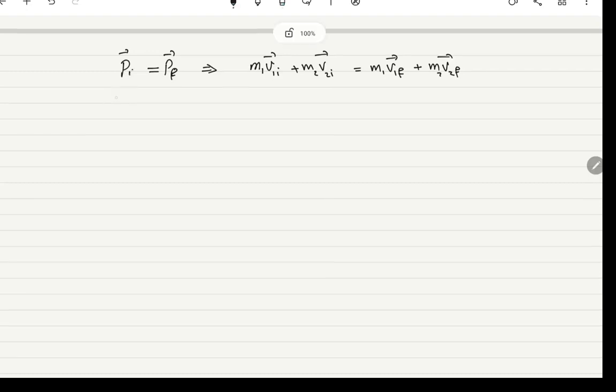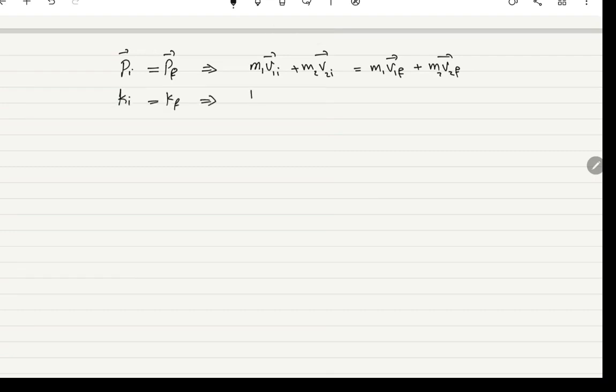Now let's write down the elastic collision equations for two particles in one dimension. Momentum before equals momentum after, or in other words, m1 v1 initial plus m2 v2 initial equals m1 v1 final plus m2 v2 final. And kinetic energy is conserved.